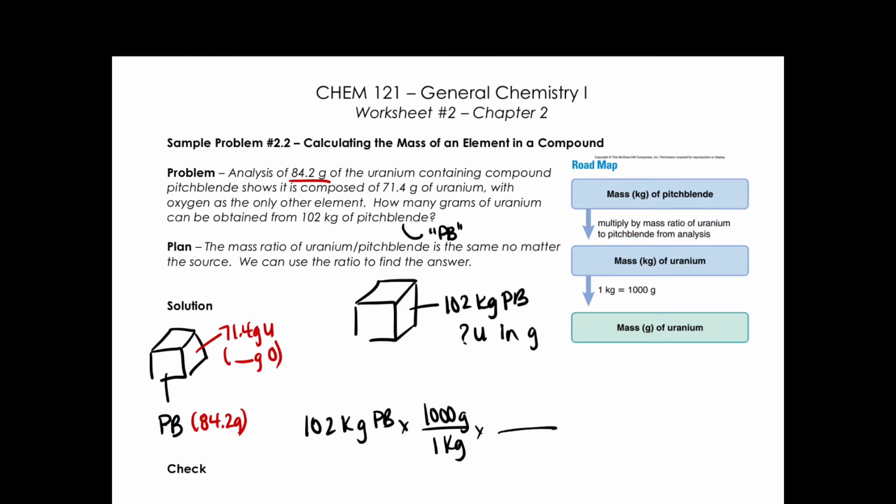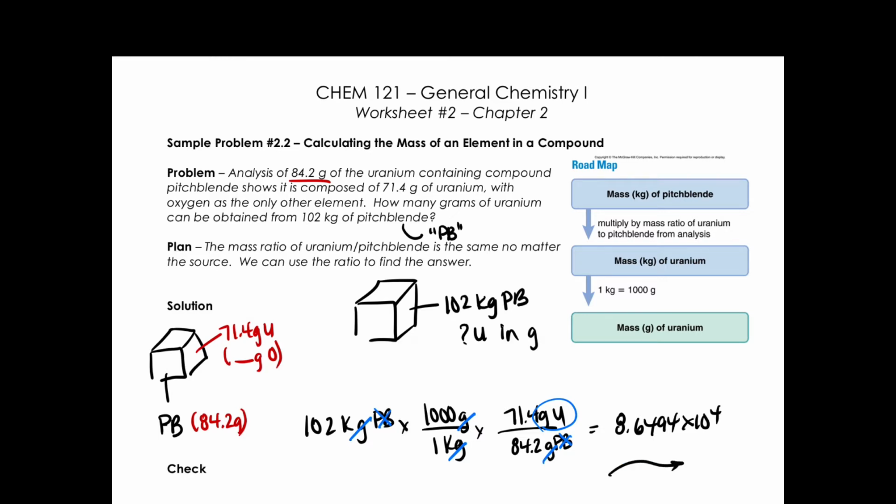And now I know that I want to get rid of pitchblende, so I'm going to use 84.2 grams of pitchblende is equal to 71.4 grams of uranium. Going through and canceling out my units, kilograms is going to go away, grams is going to go away, my pitchblende is going away, and I'm left with grams of uranium. Work through the math here, and you're going to get 8.6494 times 10 to the fourth.